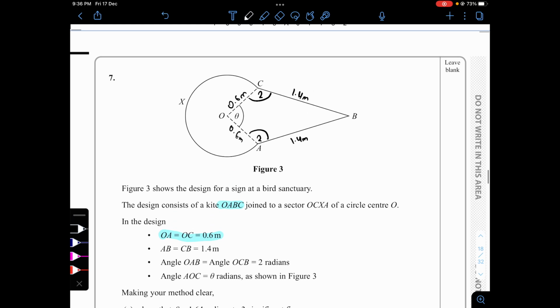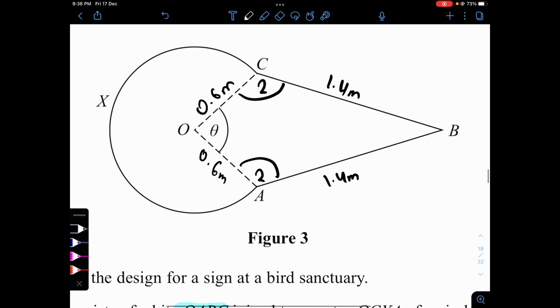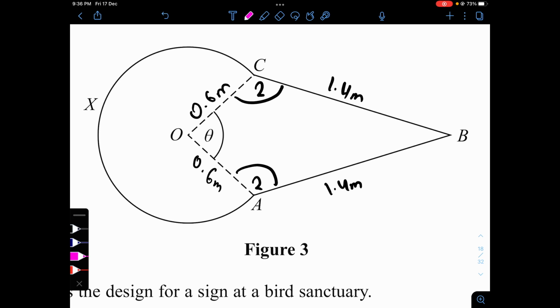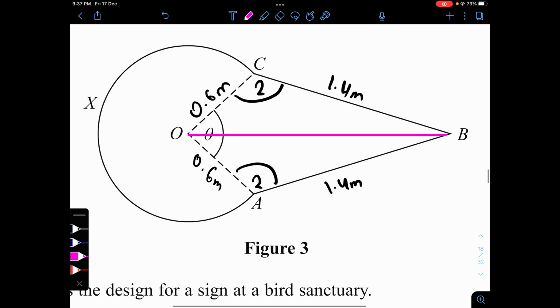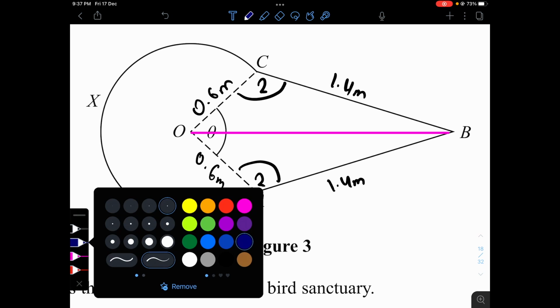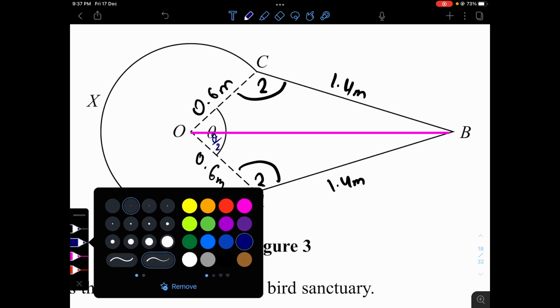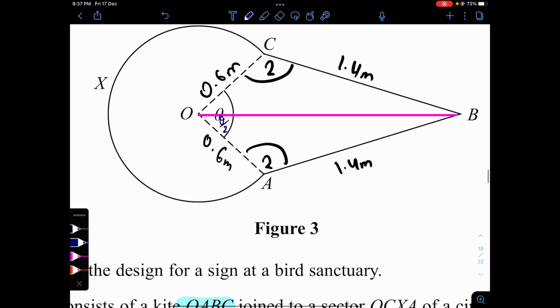So now using this we can't directly find out what we're doing here, can we? But what we can do is split it up into 2 triangles. Now what's the benefit of that? Now we know this is half of theta. So I'm going to write this as theta over 2. And now we can work out this angle.